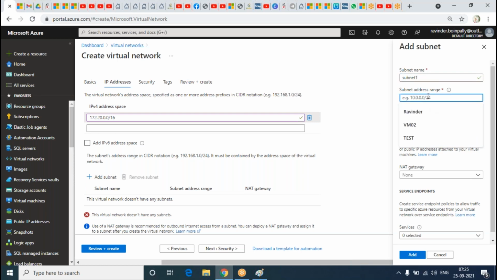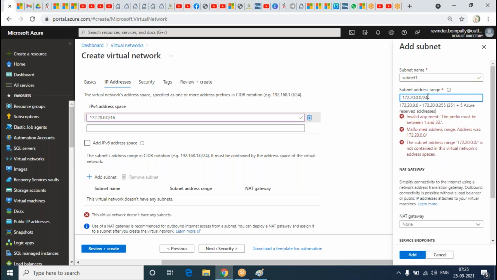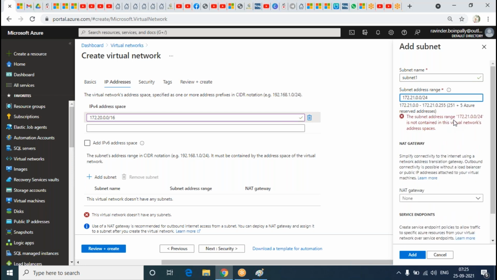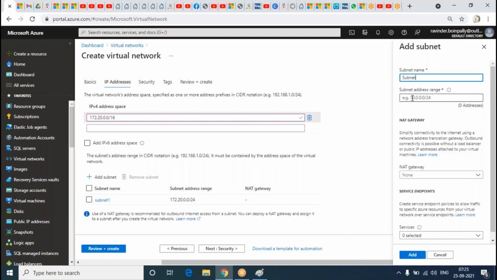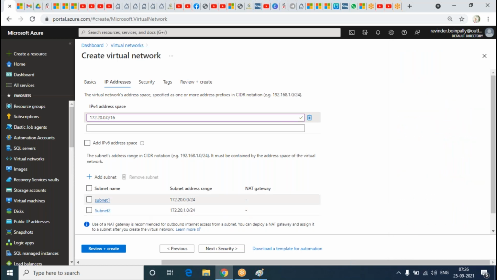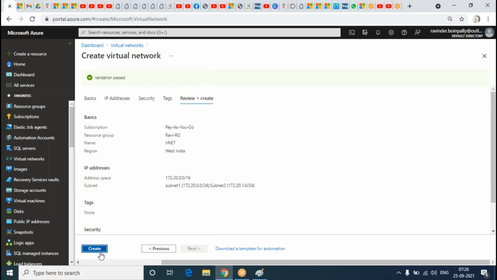Subnet 1, I'm keeping it. What could be the first subnet actually? 172.20.0.0/24. It is accepting it. For example, if I'm keeping 172.21, what happens? Subnet range is not compatible with the network. Why? This network is different and that network is different. 172.21 is a different network. So you have to be in the same network to form the subnet. Right. Next, subnet 2. So I'm going to create 172.20.1.0/24. That's it. So I'm going to create this network. One network, two subnets in it. What we are creating right now.